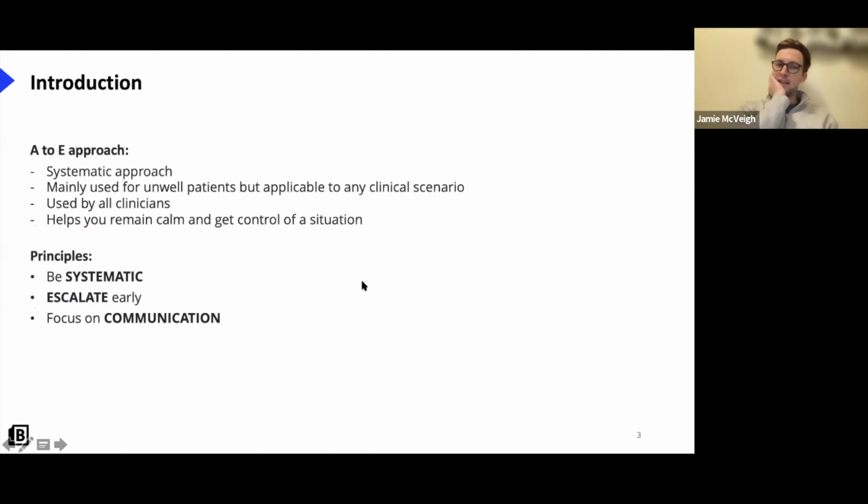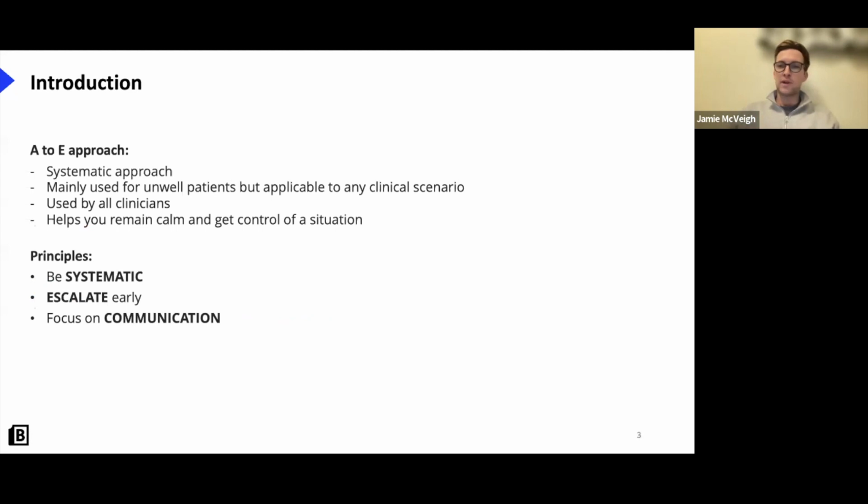So yeah, the A to E systematic approach is really good, particularly for acutely unwell patients, and it gives you a strategy to approach any clinical scenario. Really useful, and it helps you to remain calm in a stressful situation, which is very helpful for anyone around you. People really appreciate that.